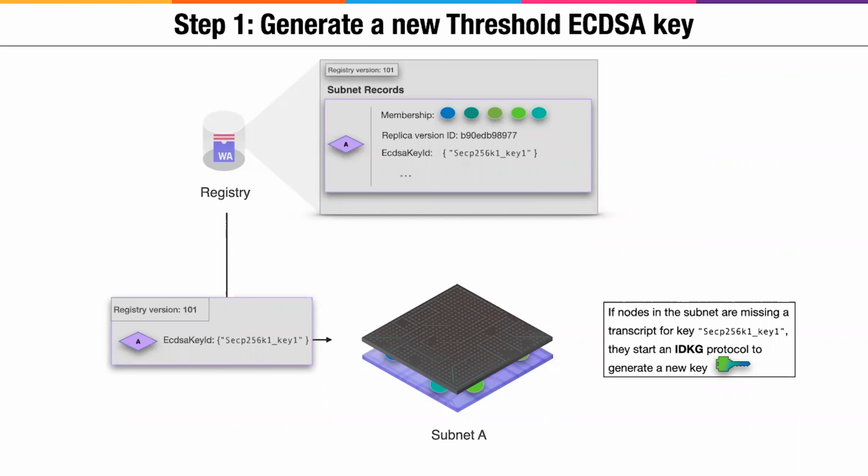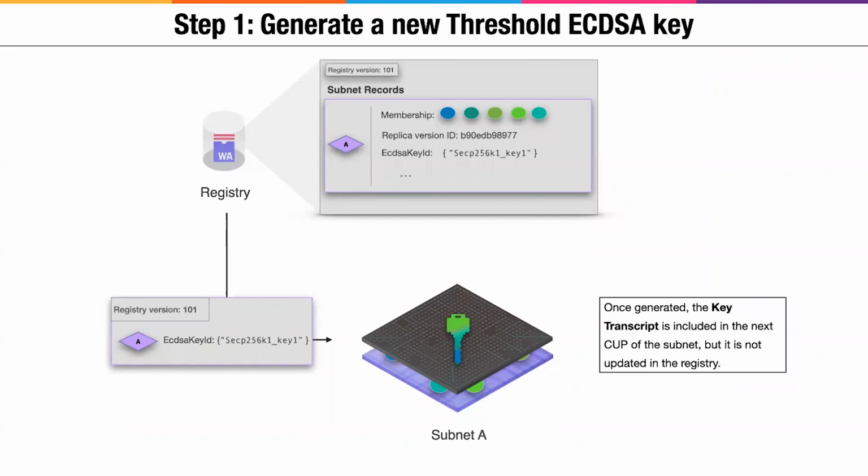So both the dealers that generate the dealings, the support shares, the complaint phase, all happens within a subnet. So they only need to exchange messages between themselves. Once this protocol is terminated, the subnet will end up with a new key transcript that will be included in the next catch-up package. However, this key is not propagated to the registry. So until now, this key is only present locally to the subnet.